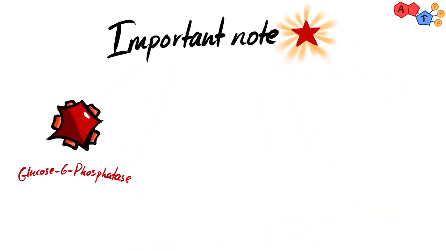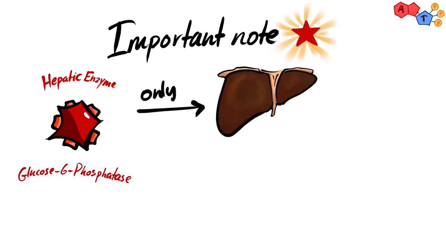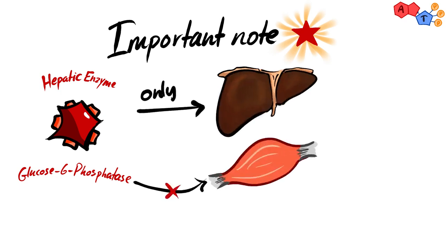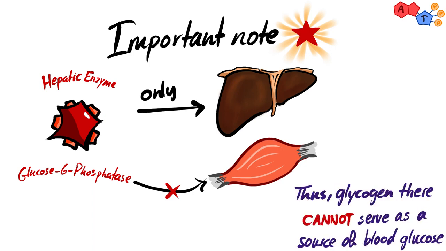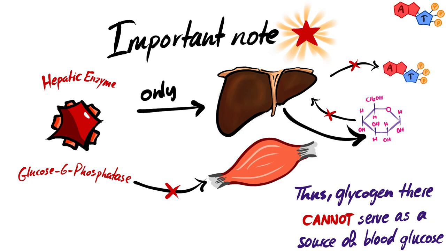An important note, glucose 6-phosphatase is a hepatic enzyme, meaning you can only really find it in the liver. The absence of this enzyme from skeletal muscle accounts for the fact that muscle glycogen cannot serve as a source of blood glucose. It's also important to note that once the liver forms glucose through gluconeogenesis, this can't really be used as an energy source for the liver.